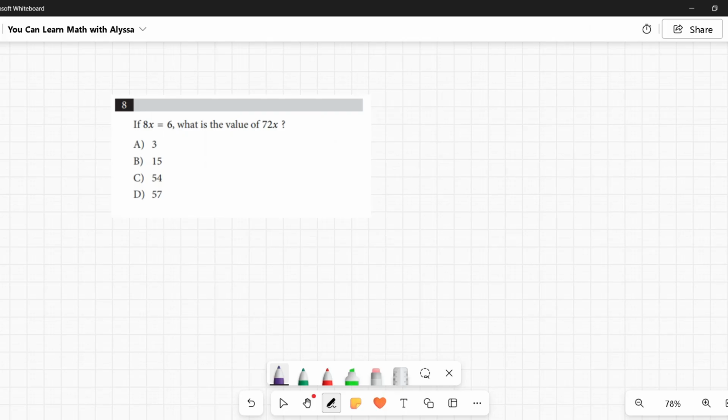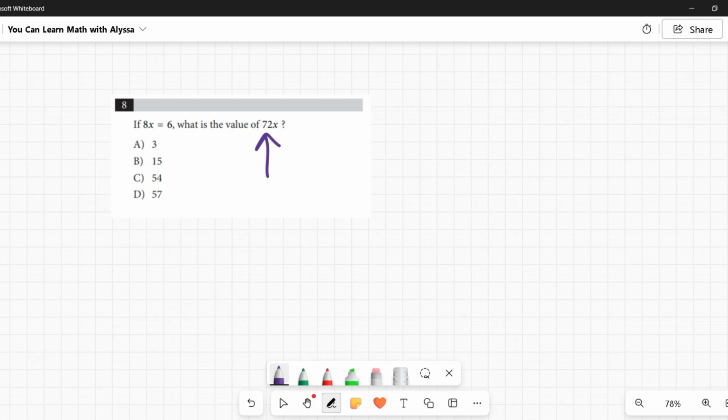Number 8. If 8x equals 6, what is the value of 72x? Now, a lot of times when we have an equation like this, our first thought is probably to solve for x, and then once we solve for x, plug it into this equation. You absolutely can do this problem this way. I think there's a way that's a little faster. I'll show you that in a minute.